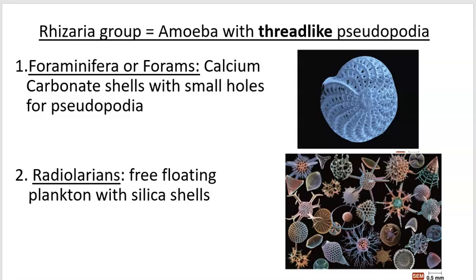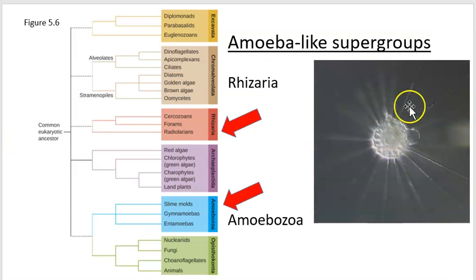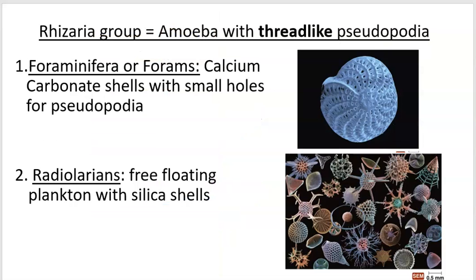When you look at them, the Rhizaria are amoeba that actually have really thin pseudopods. So I'm going to jump back. Imagine these little pseudopods, the extensions of the cell membrane that they're sending out. And the Rhizaria are divided up into two groups depending on the shells that they have surrounding the amoeba and giving them protection.